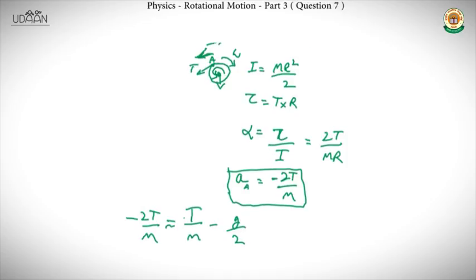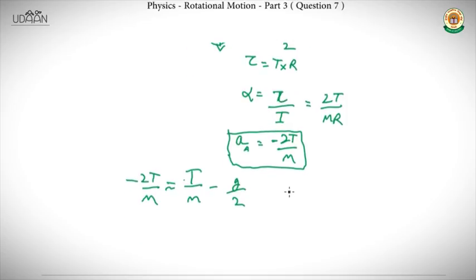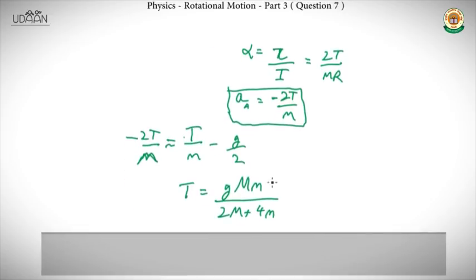Now we can easily solve this simple equation for T, because we know g, we know capital M, we know the small m. Solving this equation, we'll find that T is equal to g m by 2m plus 4M. This expression can be easily found out. Putting in the values for g, capital M, small m into this expression will give us the tension as 1.63 newtons.